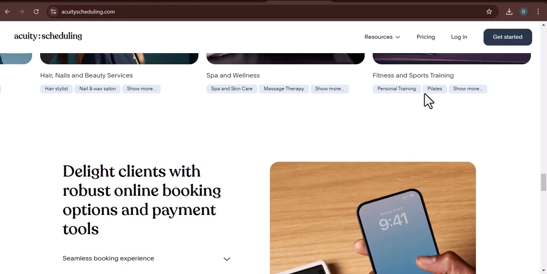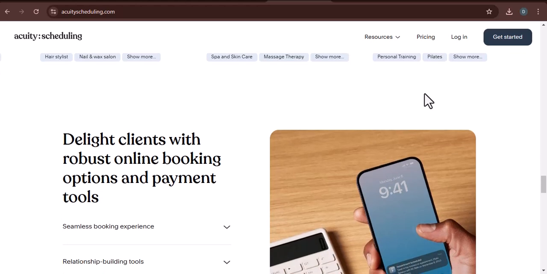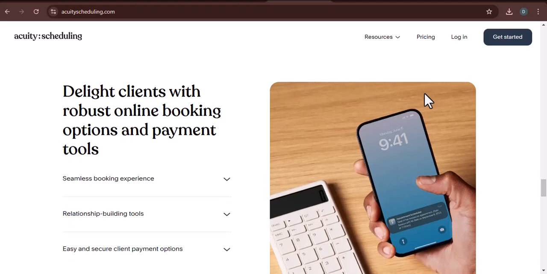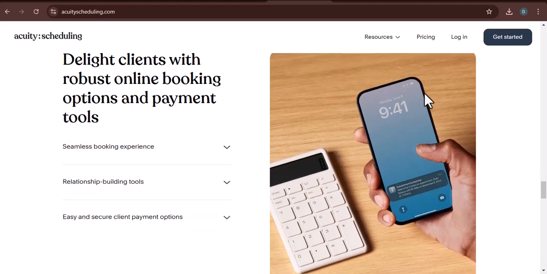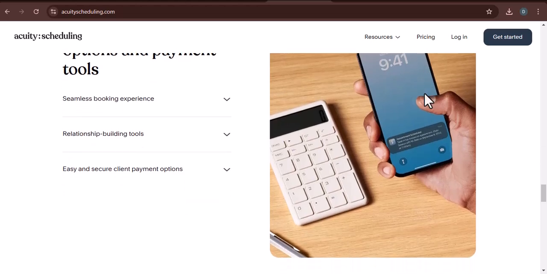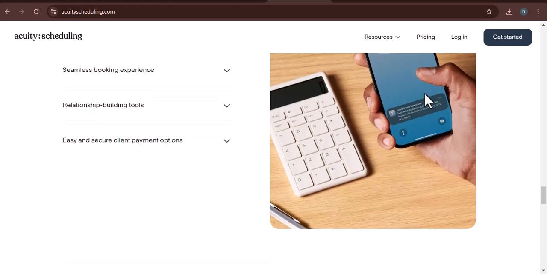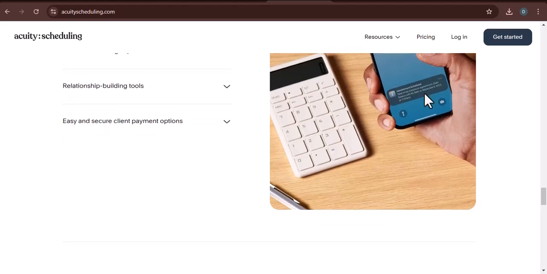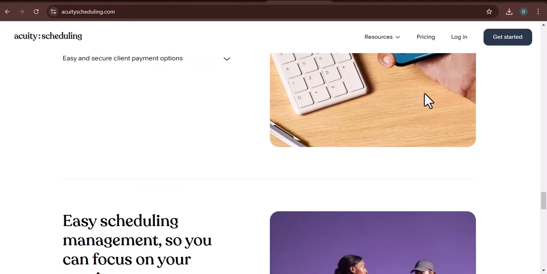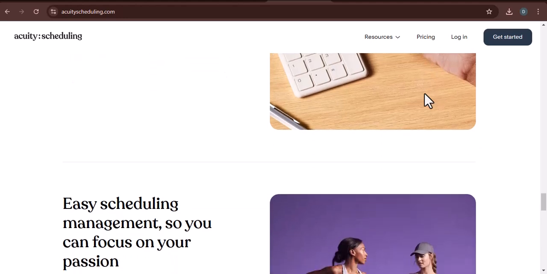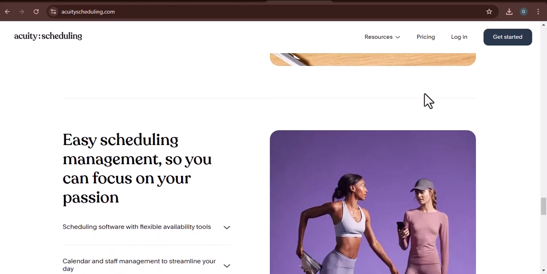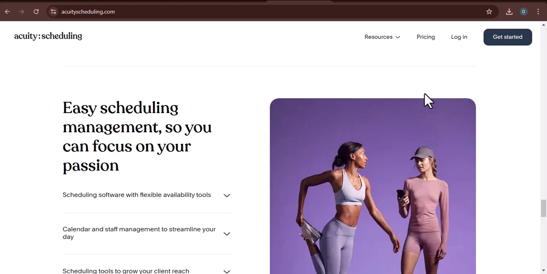Here's how it works. When you set up your Acuity scheduling account, you'll find options to connect various payment processors. PayPal is one of those options. You can configure your account to accept payments through PayPal, allowing clients to pay for appointments directly at the time of booking. This integration is crucial because it allows you to automate the payment process. Instead of chasing clients for payments after the appointment, you can collect payment upfront, reducing no-shows and ensuring a steady cash flow.